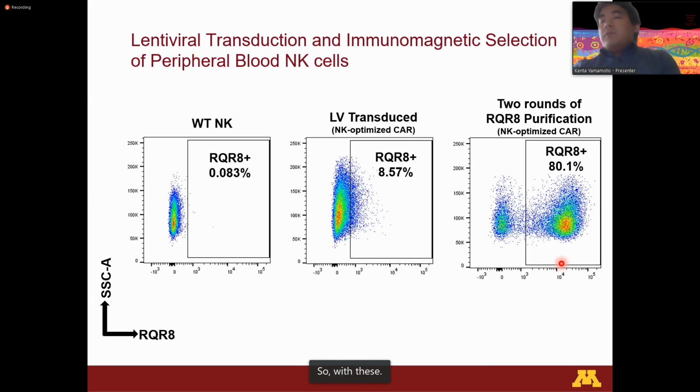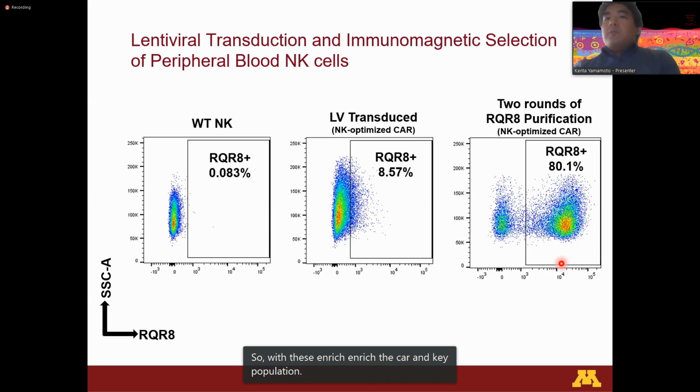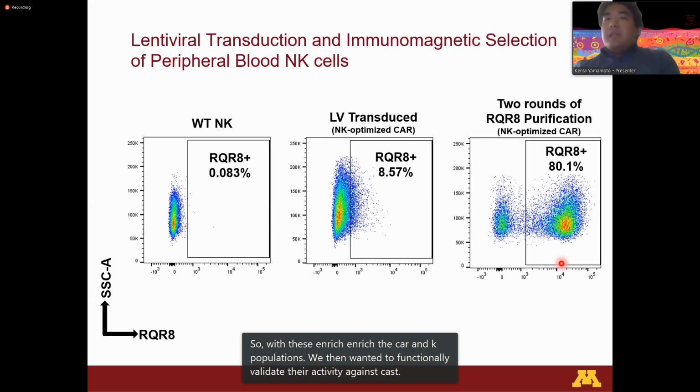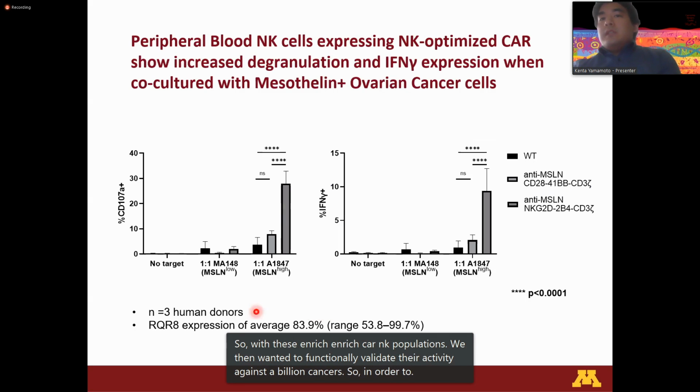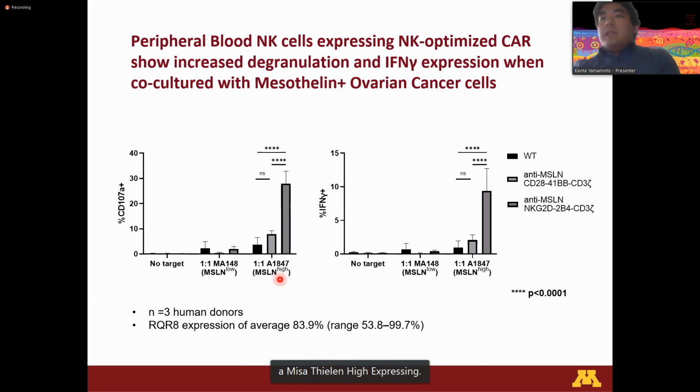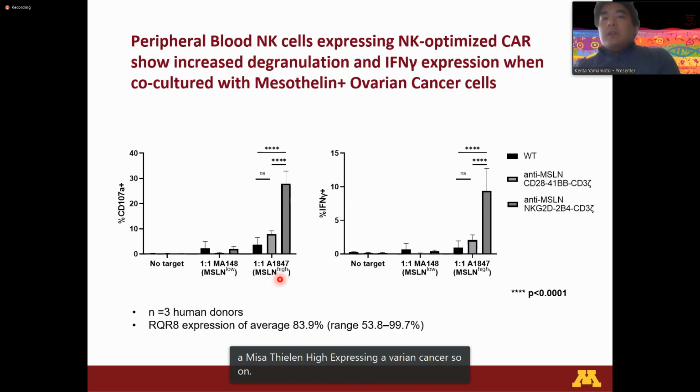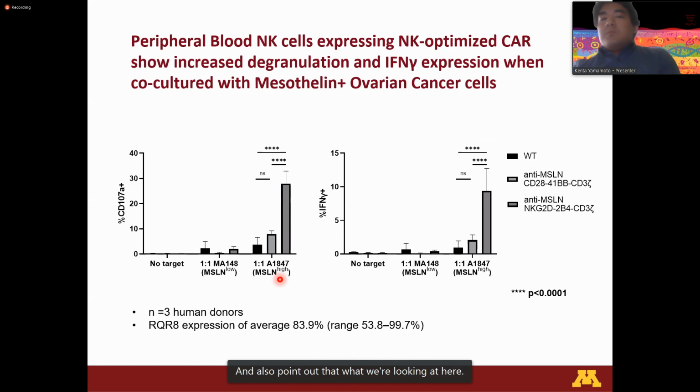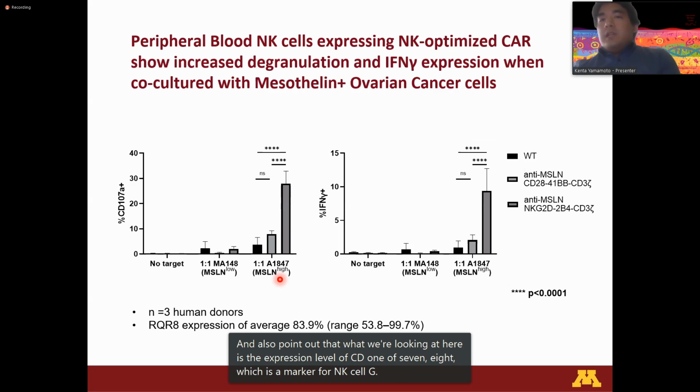So with these enriched CAR NK populations, we then wanted to functionally validate their activity against ovarian cancers. In order to do this, we co-cultured our CAR NK cells with either a mesothelin low expressing cell line or a mesothelin high expressing ovarian cancer cell line. And I'll also point out that what we're looking at here is the expression level of CD107A, which is a marker for NK cell degranulation, as well as interferon gamma, which is a pro-inflammatory cytokine.